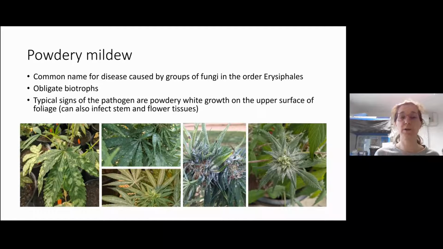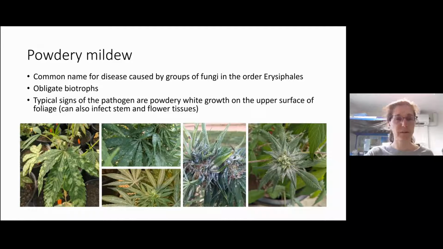So what you'll see is the signs of the fungus. So the actual fungus itself grows on the surface of the plant, and you'll see this powdery white growth, typically on the upper surface of the leaf in cannabis. You'll also see it along the stems and the petioles, and it can also infect flower tissues as well. So here are just several different images of signs of powdery mildew.